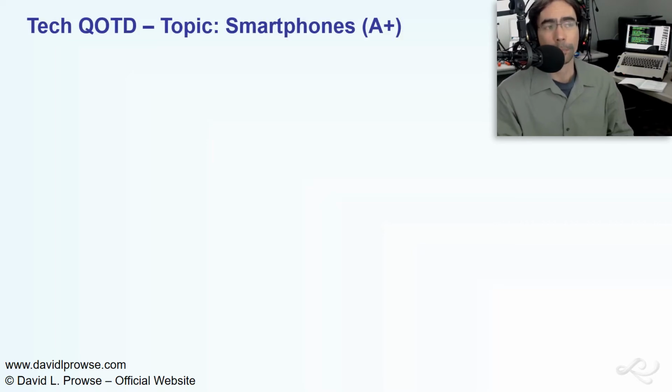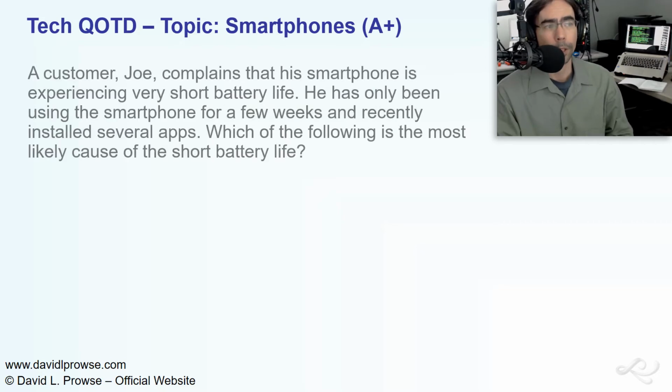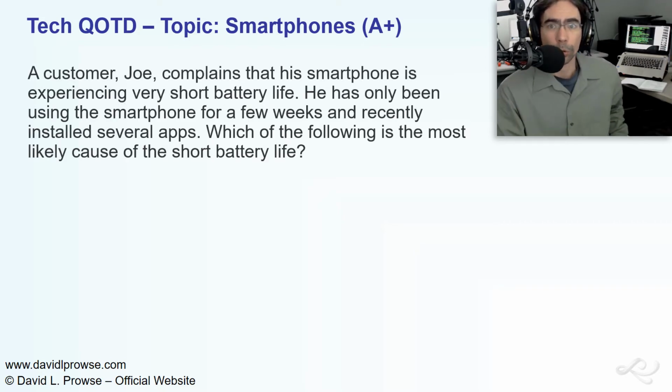This is on the topic of smartphones, more of an A-plus oriented question. And it's a multiple choice question. So here we go. A customer, Joe, complains that his smartphone is experiencing very short battery life. He has only been using the smartphone for a few weeks and recently installed several apps. Which of the following is the most likely cause of the short battery life?